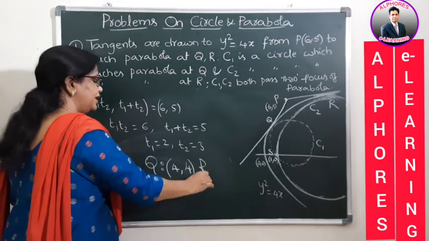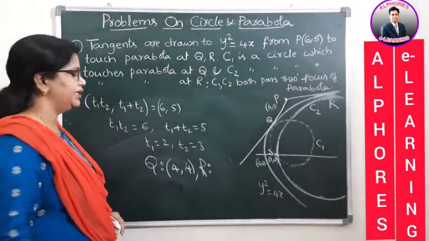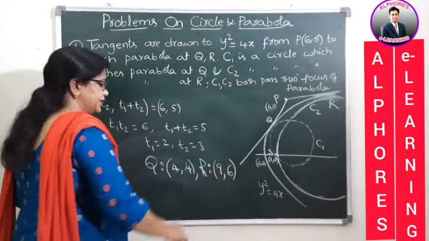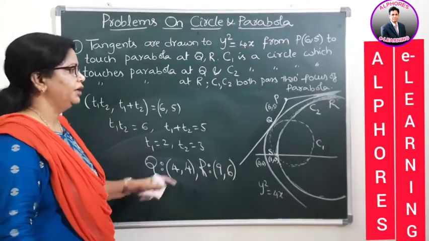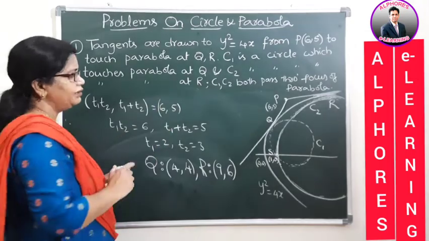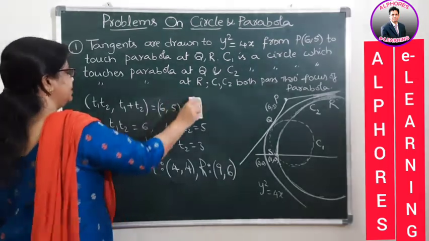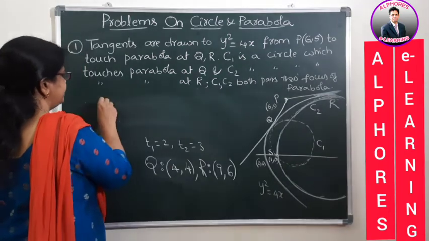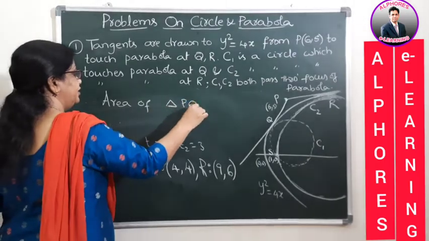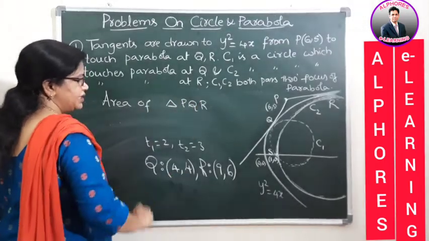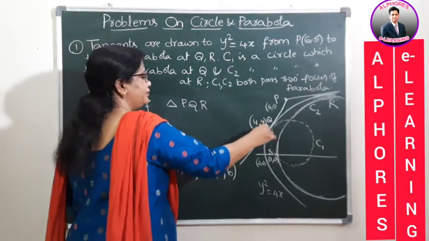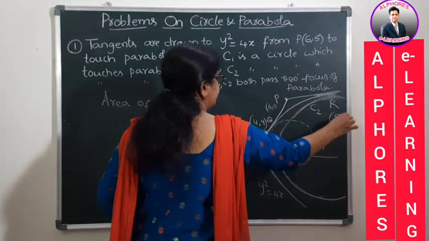And next, R coordinates. What about R? a t2 square implies 9 and 2a t2 implies 6. Therefore, you got Q and R, and P is already known, so we can find the area of triangle PQR. Simply you can make use of the formula. So, students, first we have taken the area of triangle PQR, and you know Q coordinates are (4, 4) and R coordinates are (9, 6).